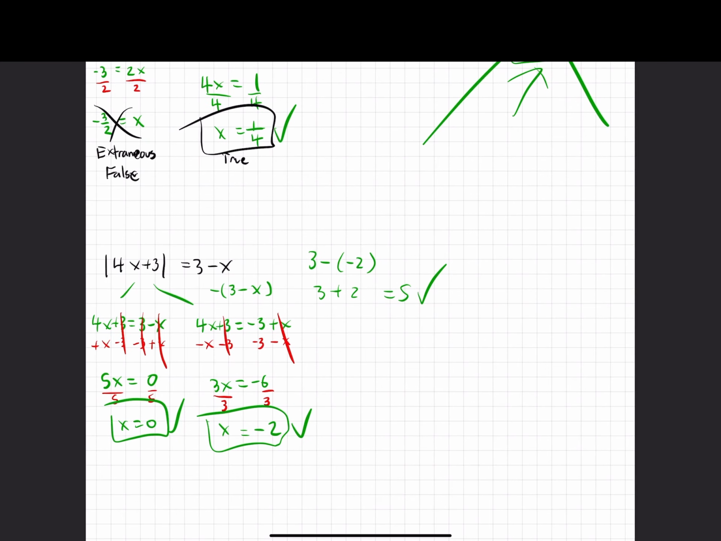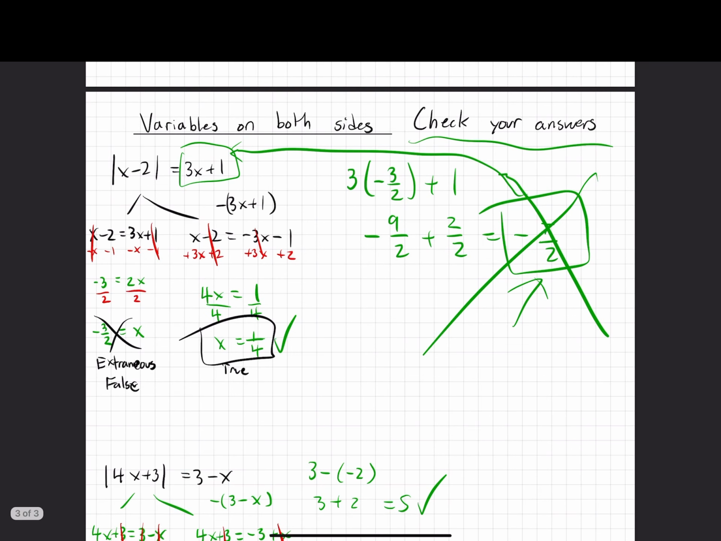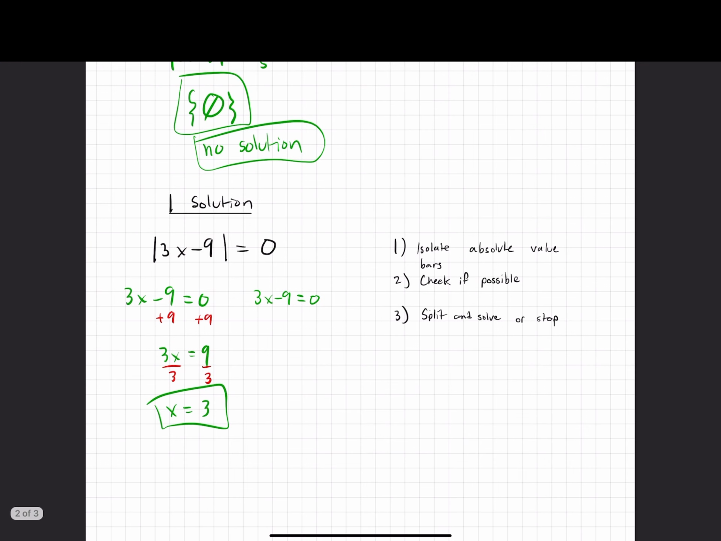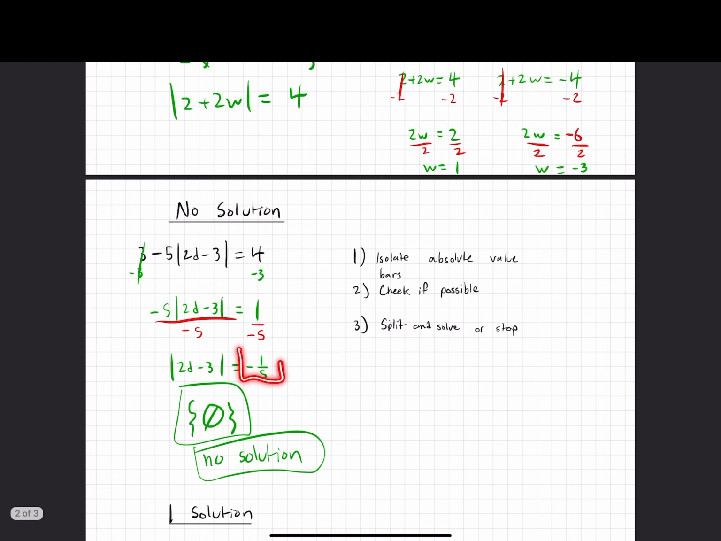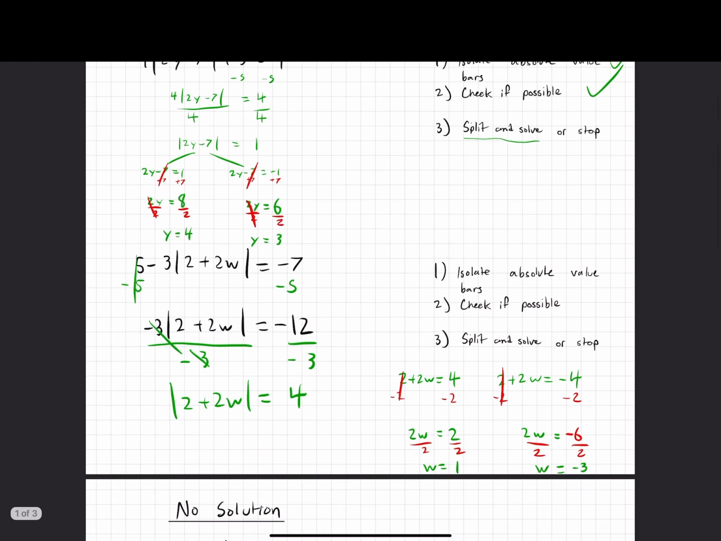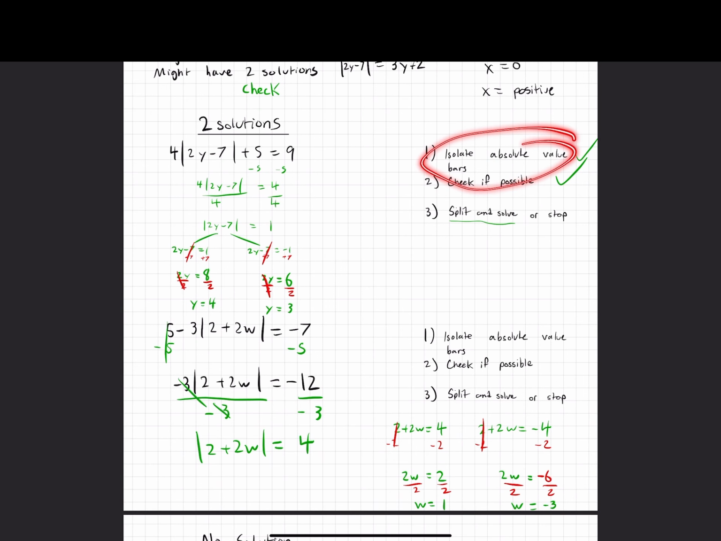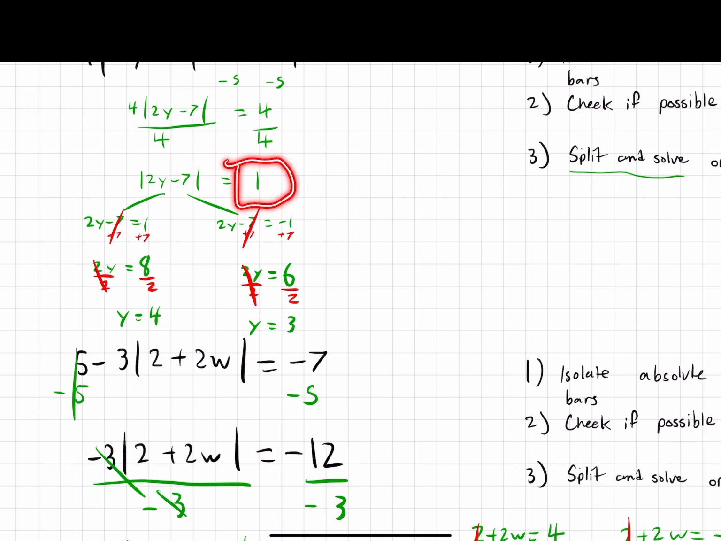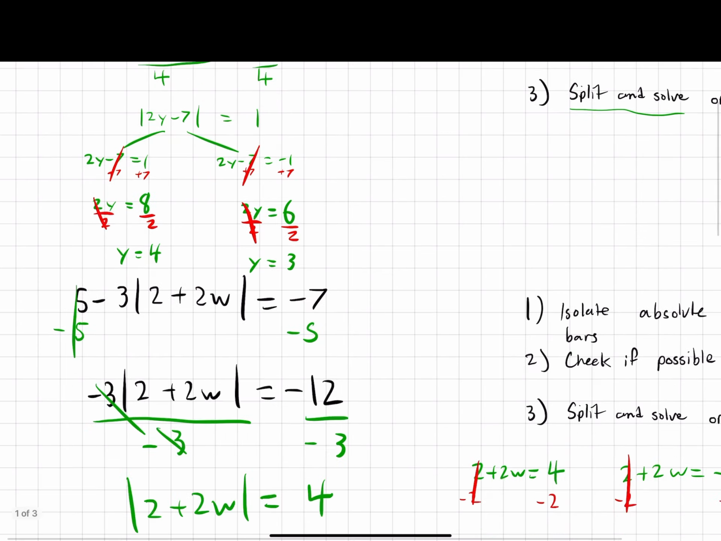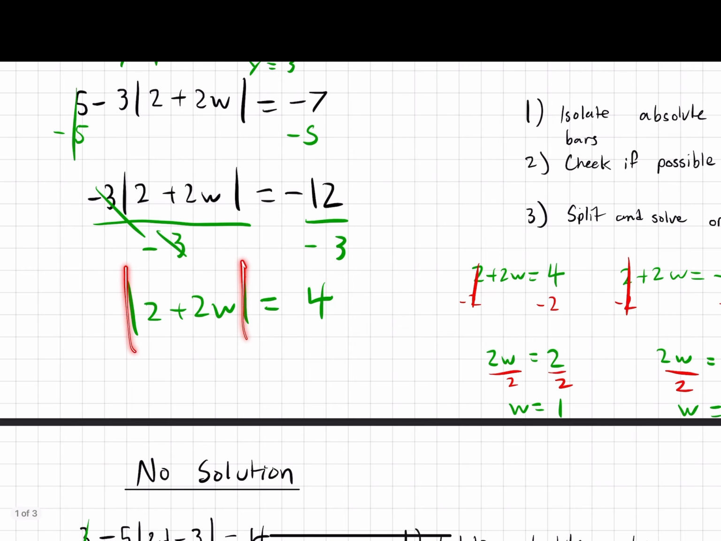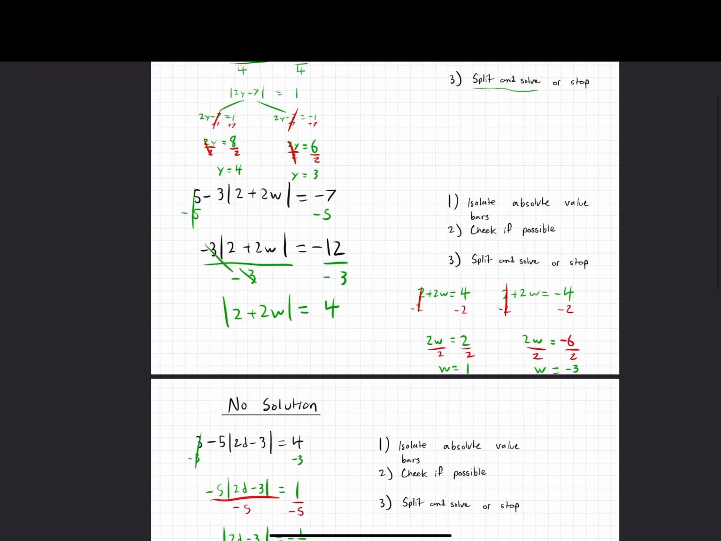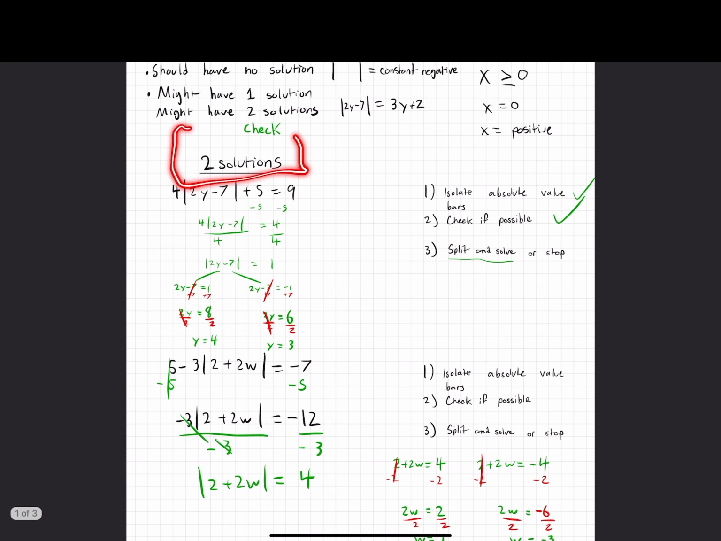So to wrap it up, when you have variables on the other side of the equal sign, you have to check your answers. When you equal 0, you should get one answer. When you equal a negative number after you've isolated, no solution. And again, you must isolate the absolute value bars first. Check to see if we get a positive number, like 1. 2y minus 7 equals 1, or the absolute value of 2 plus 2w equals positive 4. If that happens, you should have two solutions.